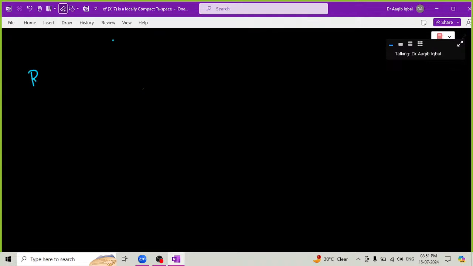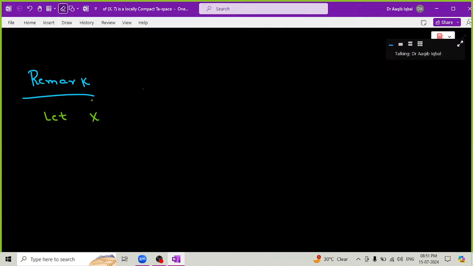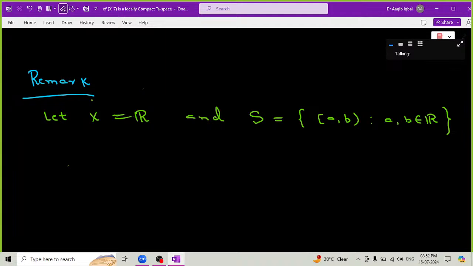Now you record this as a remark. It's actually an observation, and this observation will be a motivation for our next definition. Here, let X be equal to R, and let S, the semiring, be the collection of closed-open intervals [a, b) such that a and b vary over R. Write it like this: X equal to R, comma, S be equal to this, and mu the measure be equal to the length function.